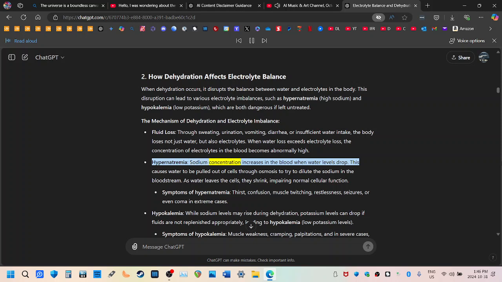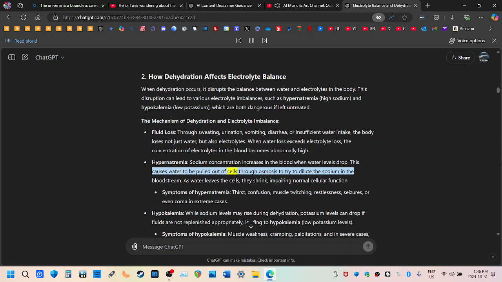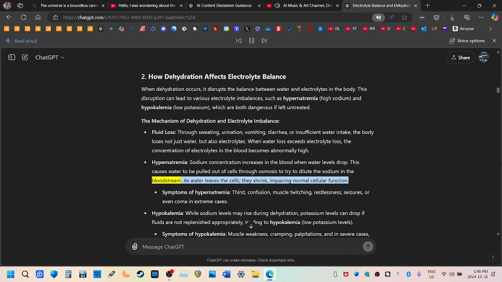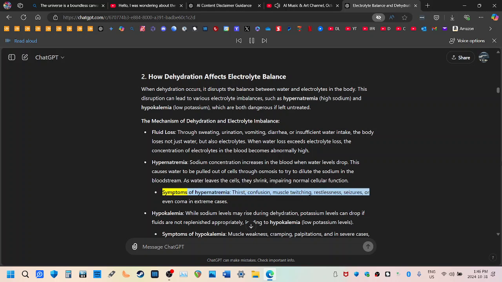Hypernatremia: sodium concentration increases in the blood when water levels drop. This causes water to be pulled out of cells through osmosis to try to dilute the sodium in the bloodstream. As water leaves the cells, they shrink, impairing normal cellular function. Symptoms of hypernatremia: thirst, confusion, muscle twitching, restlessness, seizures, or even coma in extreme cases.